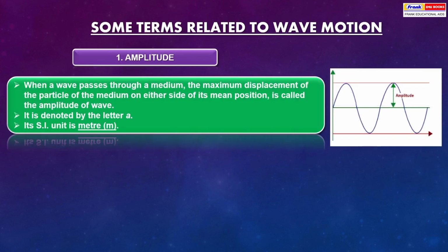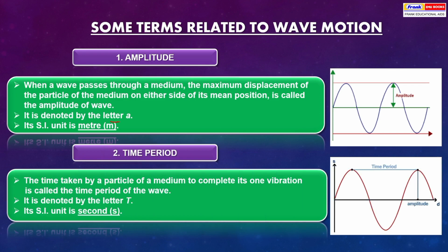First is amplitude. When a wave passes through a medium, the maximum displacement of the particle of the medium on either side of its mean position is called the amplitude of the wave. It is denoted by the letter small a, and the SI unit of it is meter because amplitude is basically a length. Now, time period is another term.